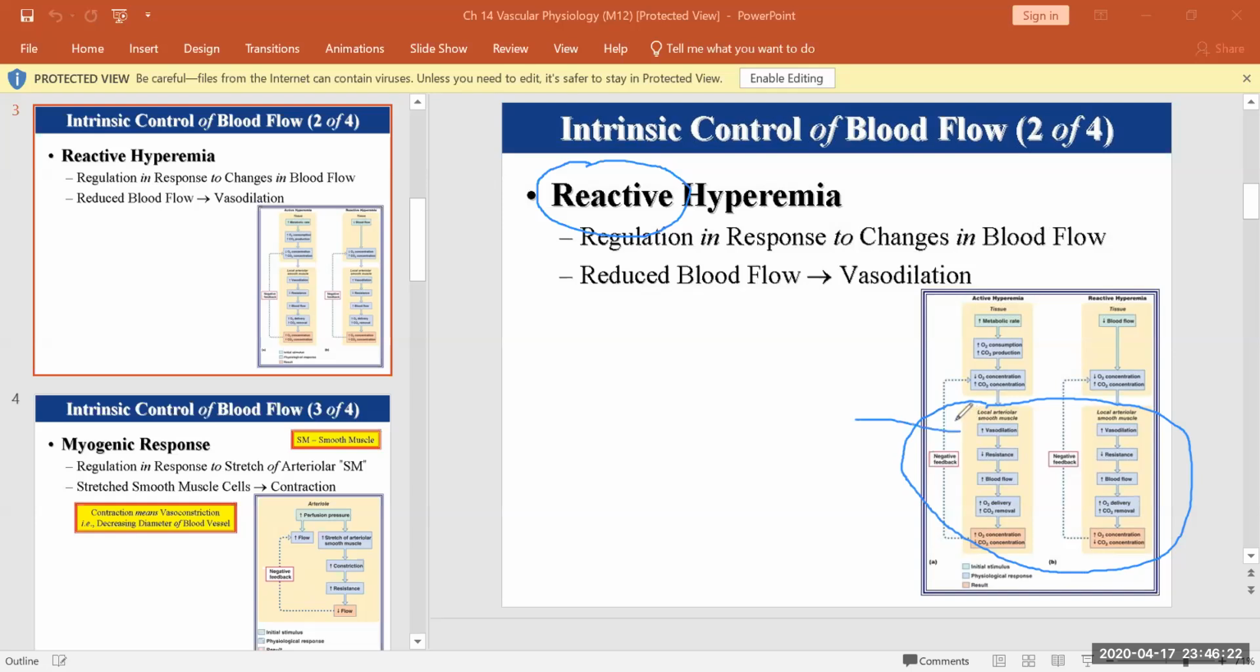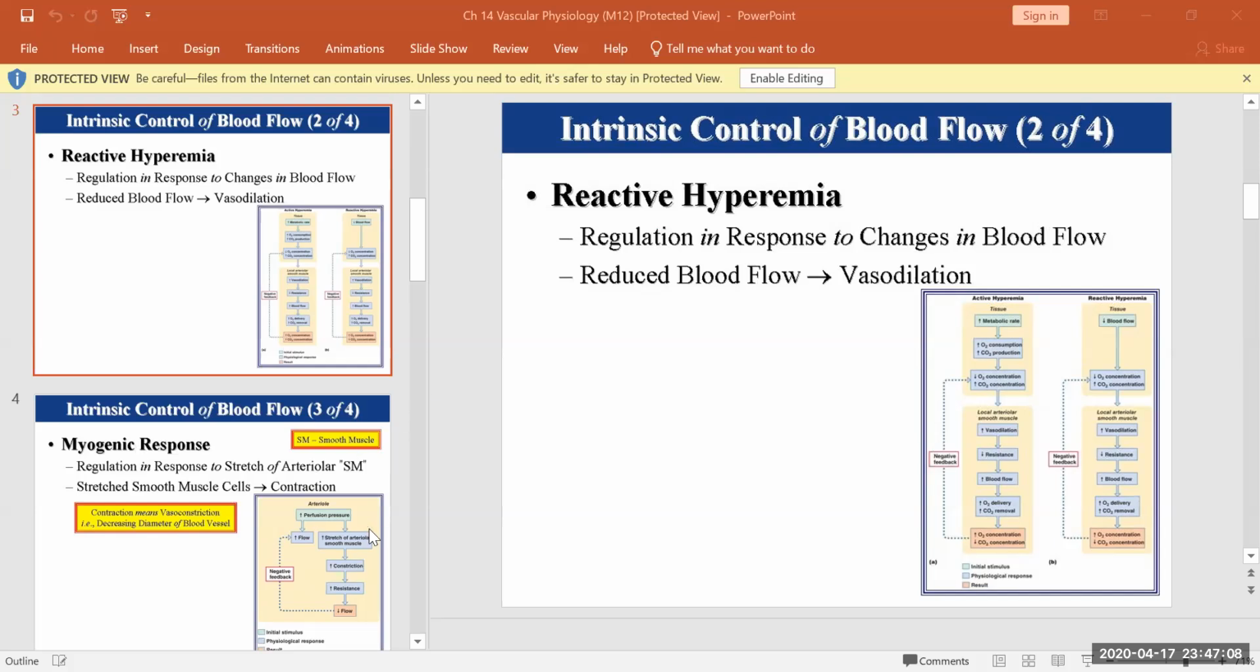This one is active hyperemia. This one is reactive hyperemia. Reactive hyperemia, the root cause is decrease in blood perfusion. Active hyperemia, the root cause was increased metabolic rate due to an increase in cellular activity. So that completes the first two intrinsic mechanisms to increase blood flow, to prevent accumulation of CO2 and cellular waste.